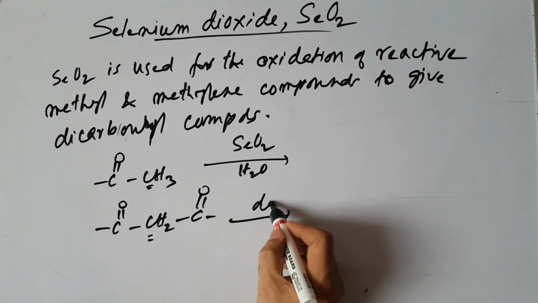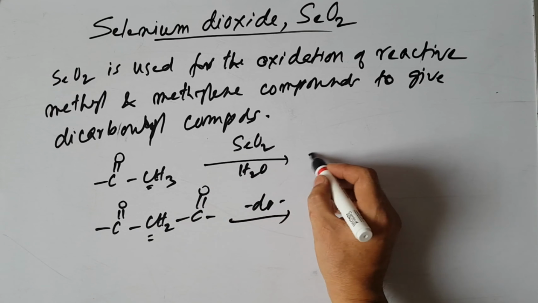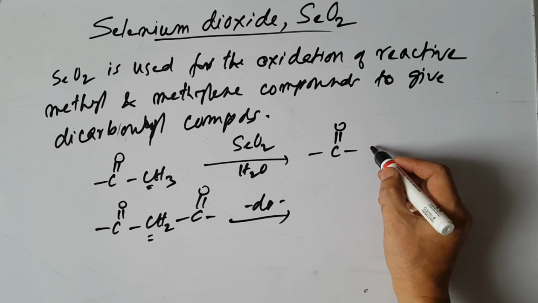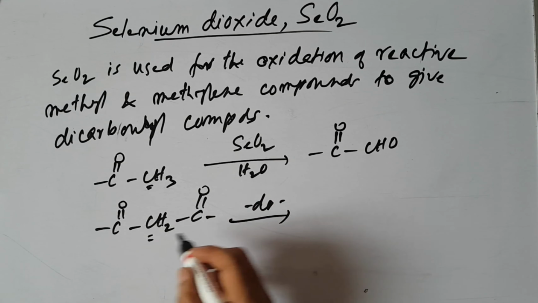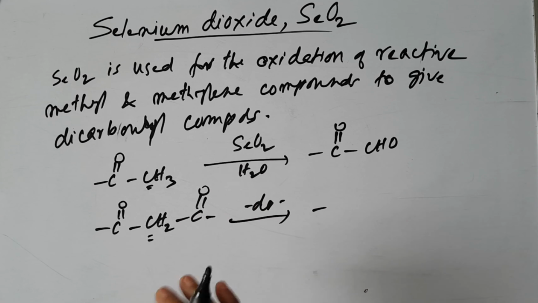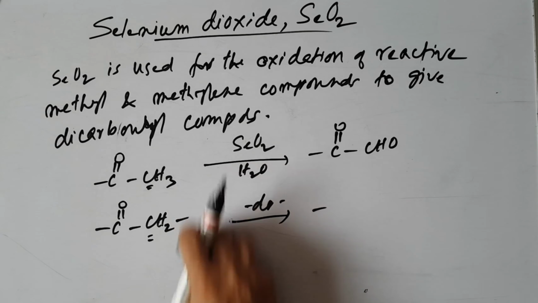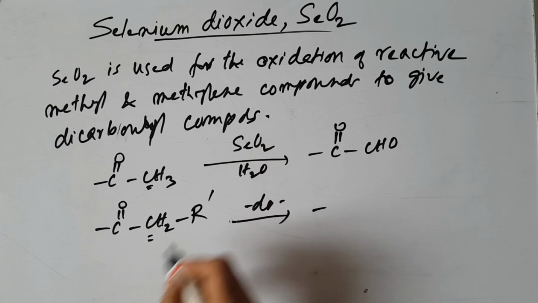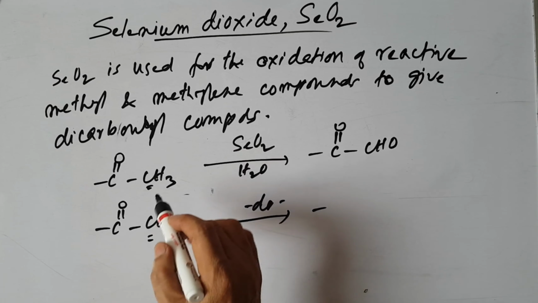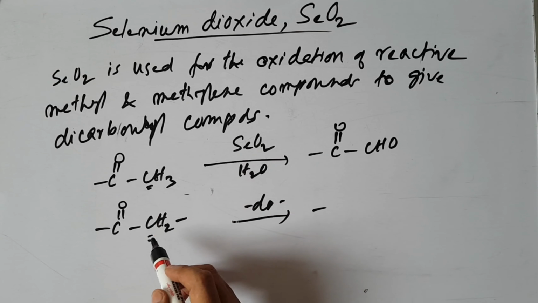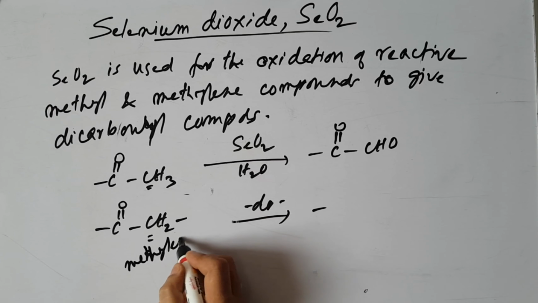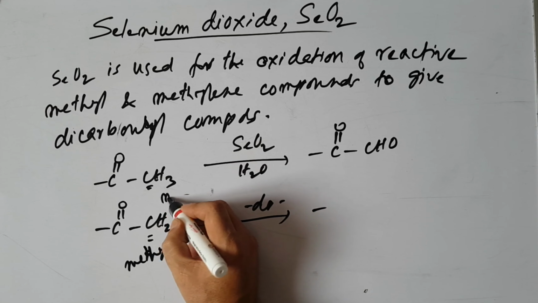here these methyl groups are oxidized to these aldehyde groups. Let's say another phenyl group, or another substituent. Or you can simply write it this way. This is a methyl group and a reactive methylene group. This is the methylene group, and this one is the reactive methyl group.